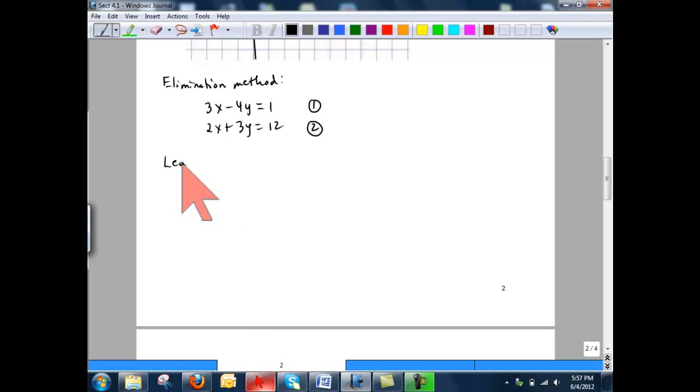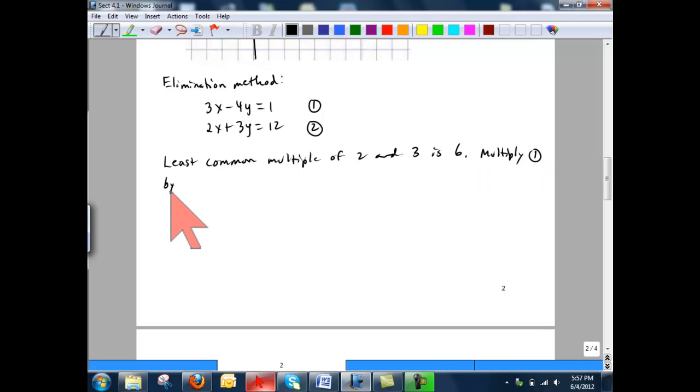It doesn't matter which you choose. I'm going to try and get x to drop out, and I'll look at the coefficients on the x, 3 and 2, and say the least common multiple of 2 and 3 is 6. So I'm going to try to get 6's in front of the x. And to do that, let's multiply equation 1 by the constant 2 and equation 2 by the constant 3.